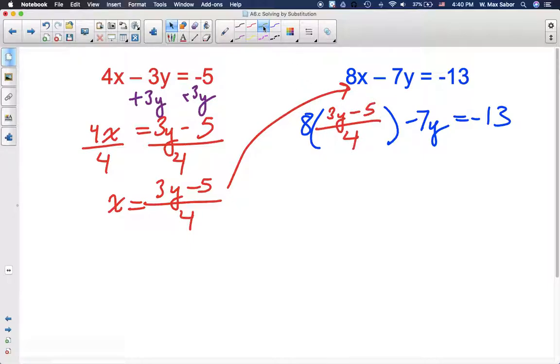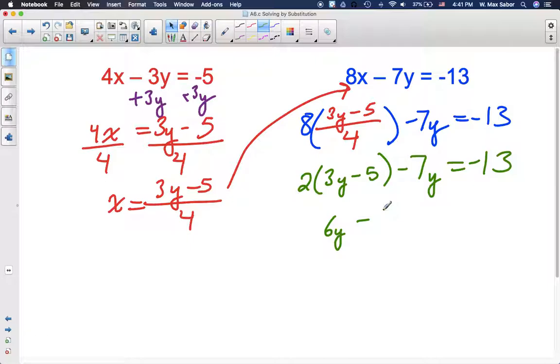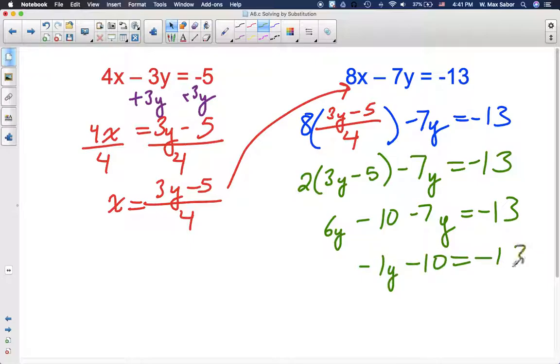So 3y minus 5 over 4. When we do 8 divided by 4, we get 2. And then we can distribute in the 2 to get 6y minus 10 minus 7y equals negative 13. 6y minus 7y is negative 1y. Minus 10 equals negative 13. Add 10 to both sides. Negative 1y equals negative 3, divided by negative 1 gives y equals 3.